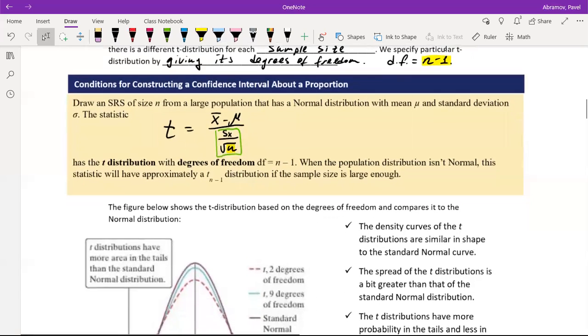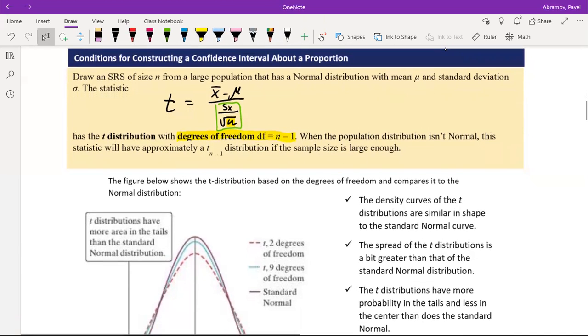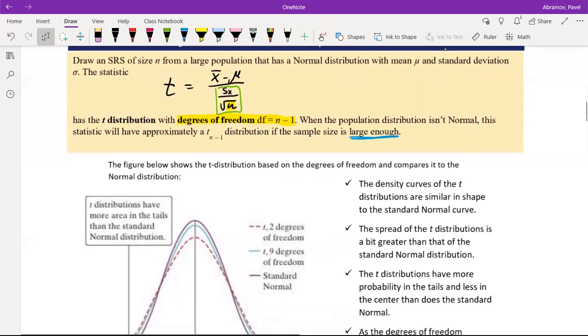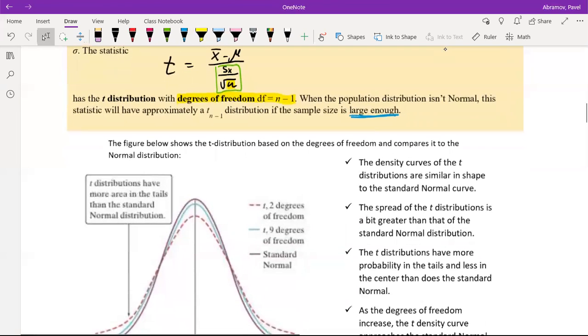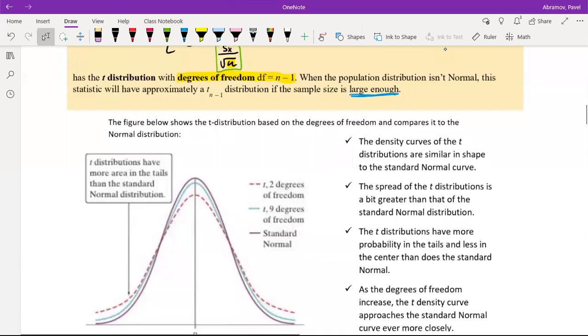And we can see that the t distribution has the degrees of freedom n minus 1. Now, if the population distribution isn't normal, this statistic will have approximately a t sub n minus 1 distribution if the sample size is large enough, and we will discuss what it means to be large enough. Okay, so right now this happens if the distribution is normal, if the population is normal. If the population is not normal, we will discuss what needs to be done in that case here in a little bit.